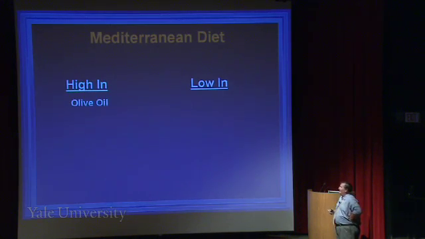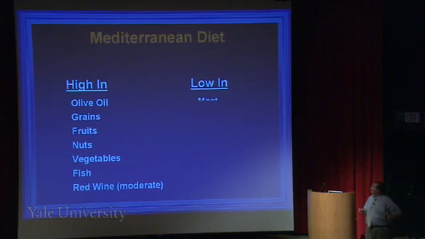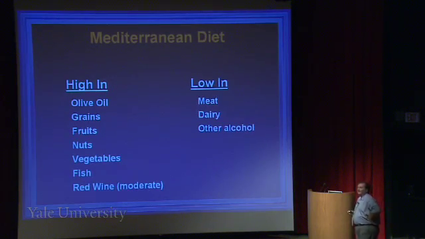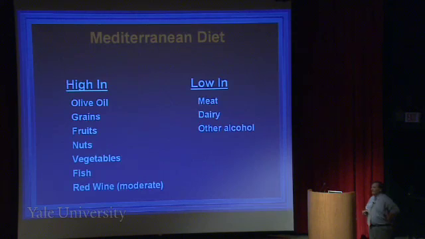The Mediterranean diet is high in olive oil, grains, fruits, nuts, vegetables, fish, and a moderate amount of red wine, and tends to be low in meat, dairy, and other alcohol. And it got its name, of course, because there are parts of the world where people tend to eat this sort of diet. So Italy, Greece, and some of the other Mediterranean countries have been studied in this context.